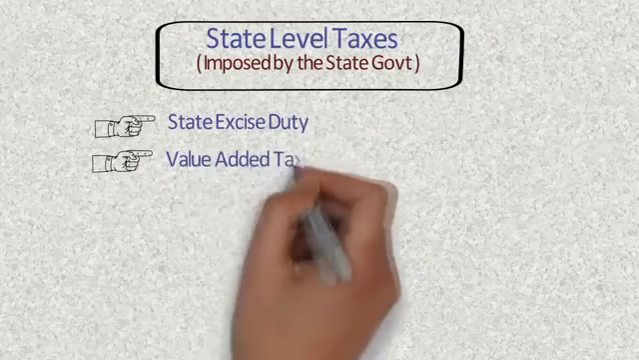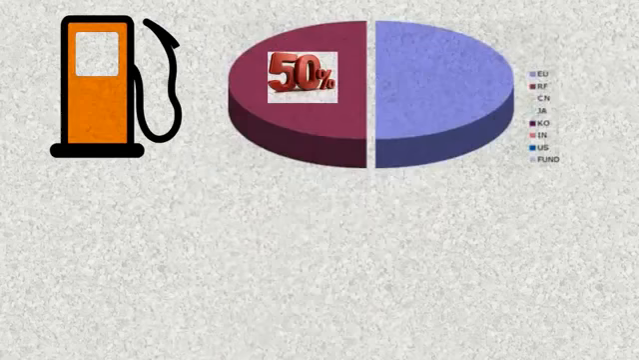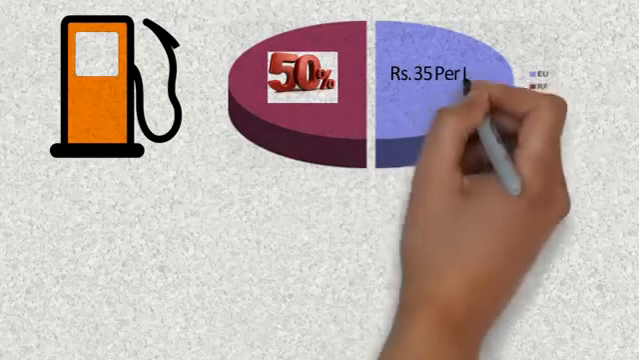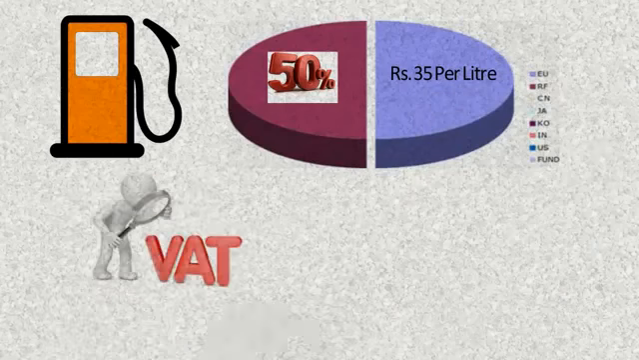Value added tax. Do you know taxes make up nearly half of the petrol price? It means if you are buying petrol for rupees 70 per liter, you pay approximately rupees 35 per liter towards taxes. One of the major tax components in petrol prices is value added tax, or VAT, which is around 25% of the total price. This rate is lowest in Goa, which is why petrol prices are cheaper in Goa as compared to the rest of the states.